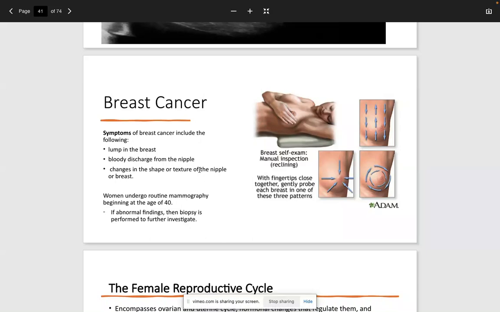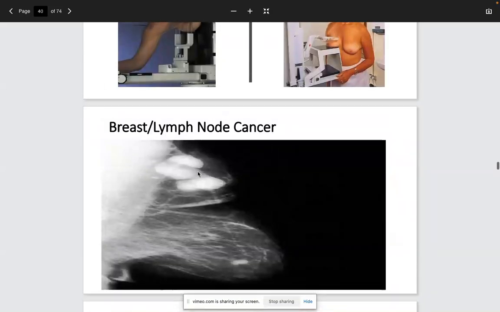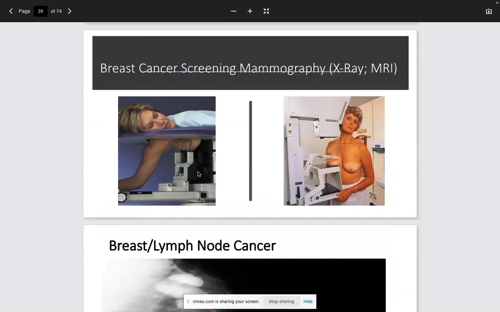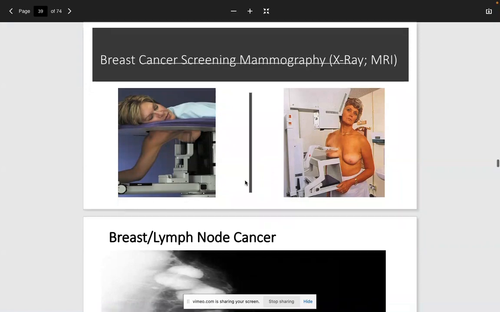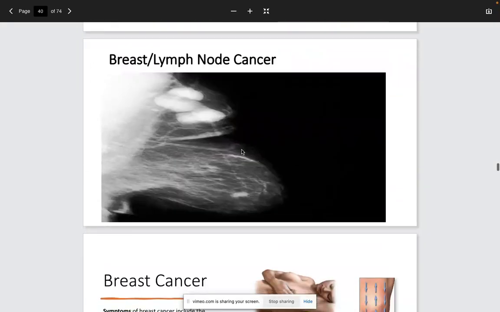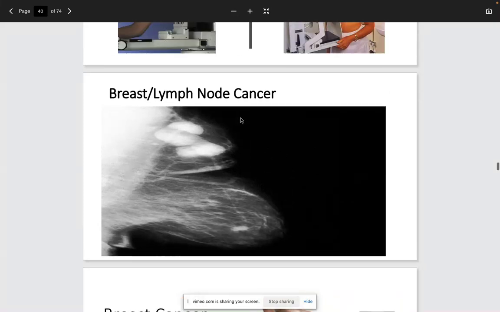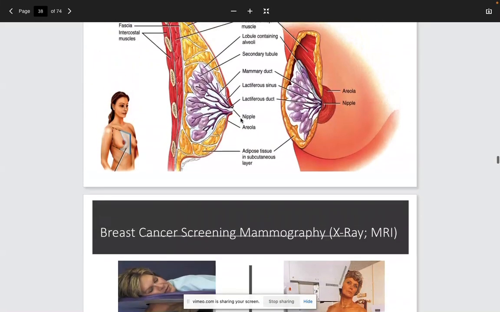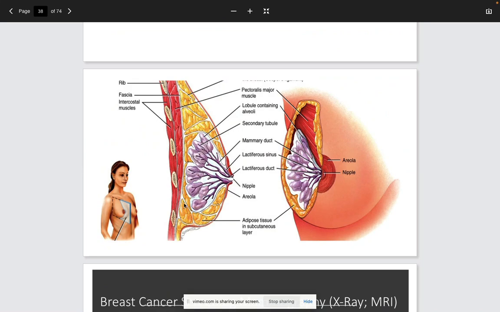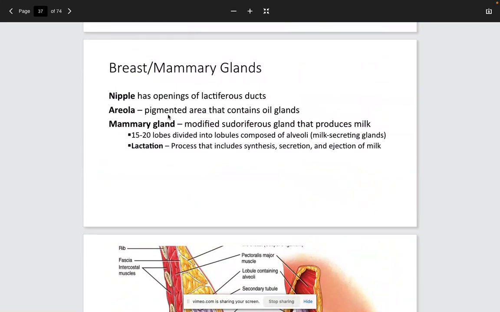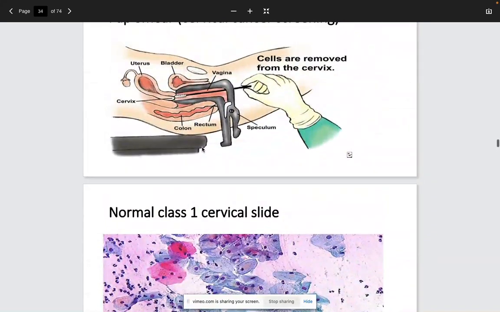Again, some important things: know the warning signs of breast cancer. Again, this is just good to know that mammography is an MRI showing you the visualizations of the lymph nodes and the duct systems themselves. Be familiar with anatomy. Know the areas of the breast themselves.